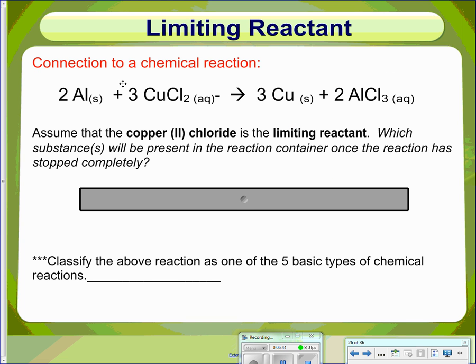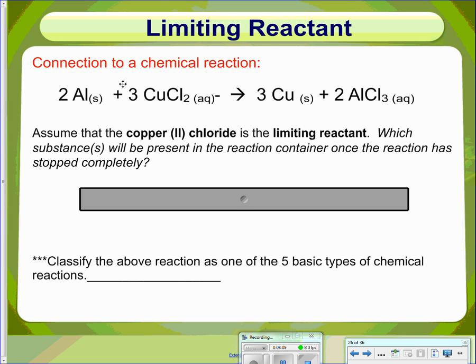This can also relate to a chemical reaction. Okay, so here's an example. It says aluminum reacts with copper 2 chloride to produce copper and aluminum chloride. Assume that the copper 2 chloride is the limiting reactant. Which substance or substances will be present in the reaction container once the reaction has completely stopped?